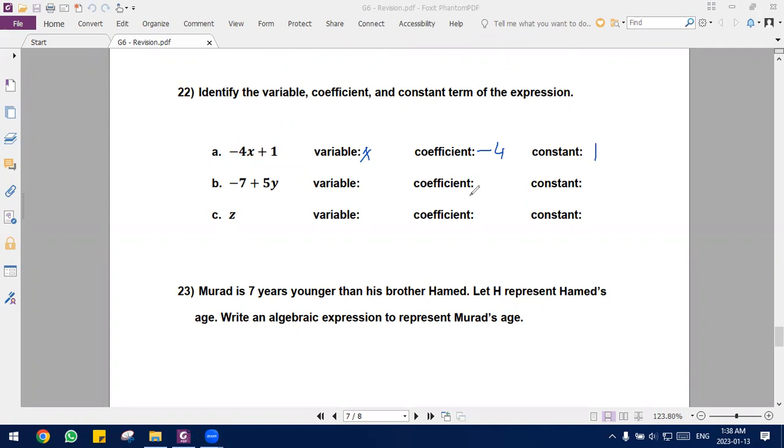Now next one, the variable is y. The coefficient that's multiplied by y is 5. The constant here is minus 7. Now the last one, the variable is z. Now what's the coefficient? So here z is multiplied by 1, but we don't write it. We don't say 1z, 1x. No, we say z, x, y, something like this. So the coefficient is 1. Now the constant, do we have any number here? No, so the constant is 0.